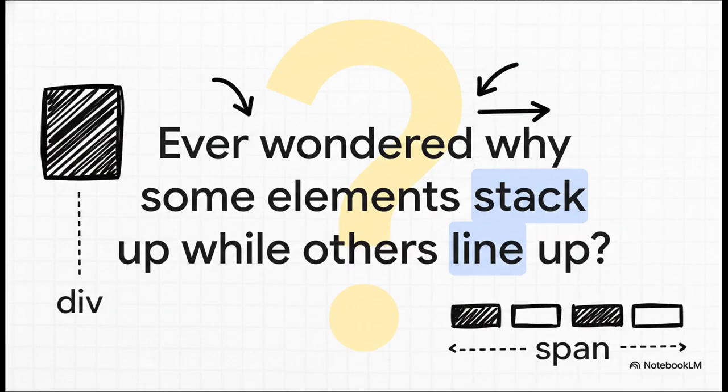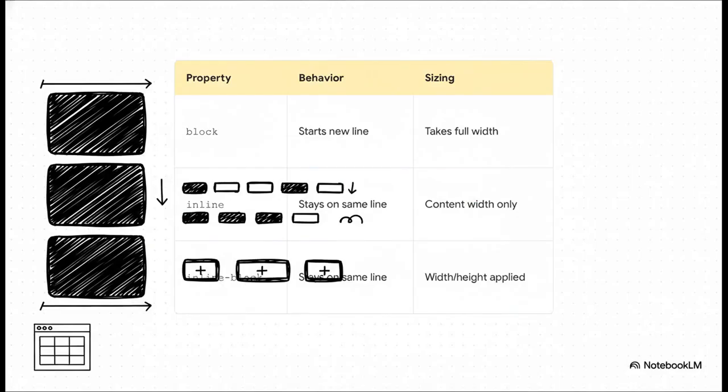Well, the secret is all in their default display value. So check this out. Block elements, like your divs and paragraphs, are kind of greedy. They always start on a new line and they stretch out to take up the full width available. But inline elements, like a span or a link, they're more polite. They're happy to share a line and only take up as much space as their content needs. And then you've got this awesome hybrid, inline-block. It sits on the same line like an inline element, but you can actually give it a specific width and height, which is just perfect for things like buttons.